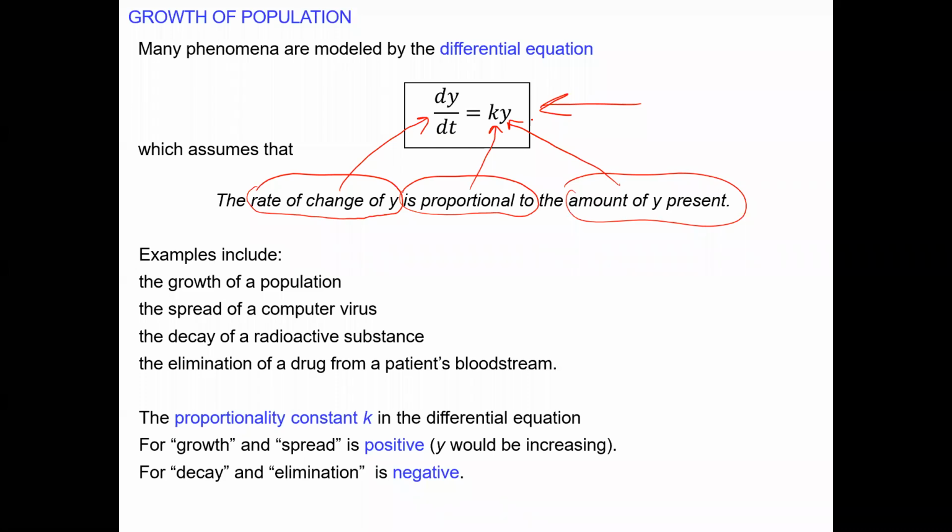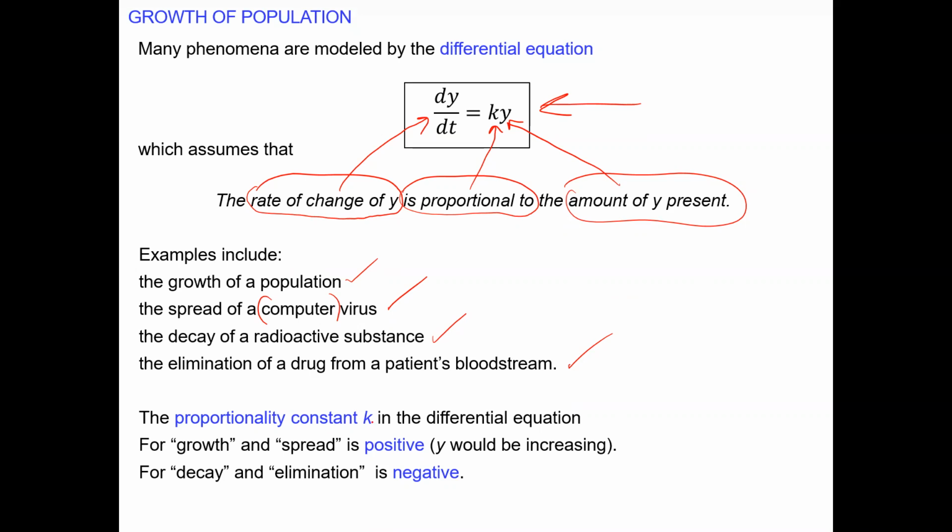Actually, this equation is used to model a couple of things. For instance, I have a couple of examples: growth of a population, spread of a computer virus, and maybe not only a computer virus, growth or decay of a radioactive substance, elimination of drugs from the patient's bloodstream. It's the model of growing or decaying, increasing or decreasing the amount, the initial amount.